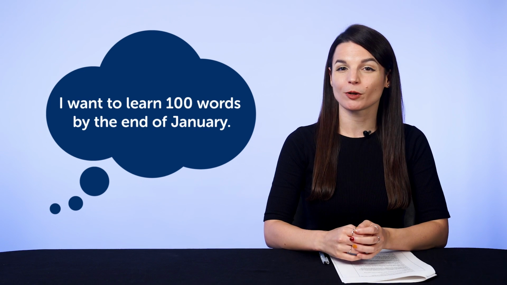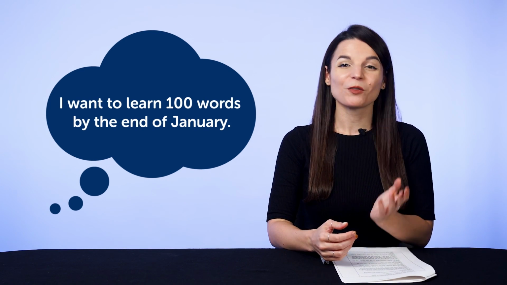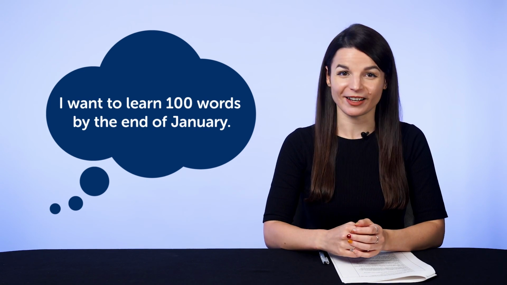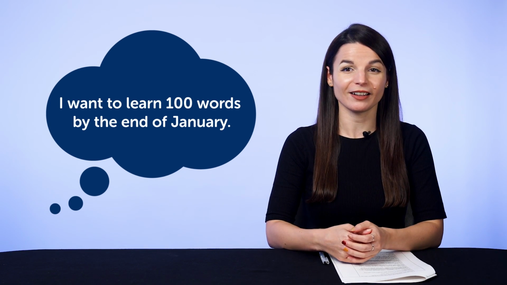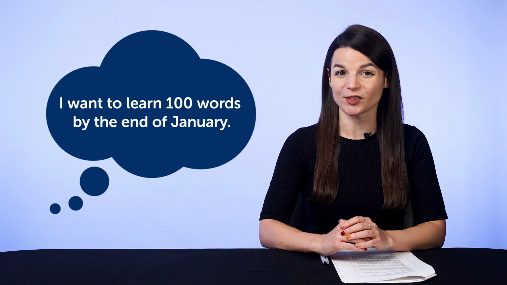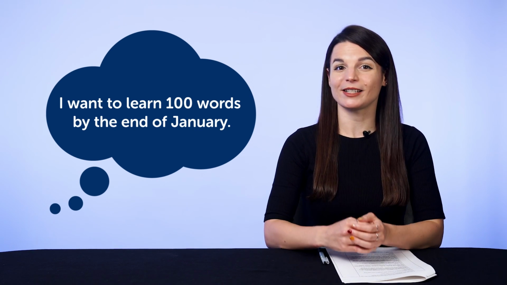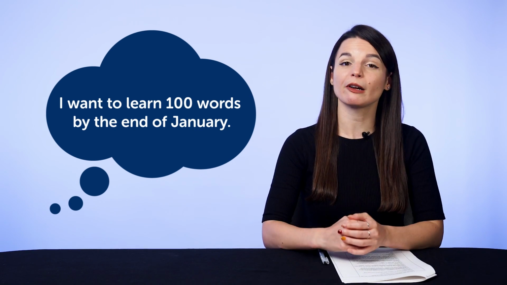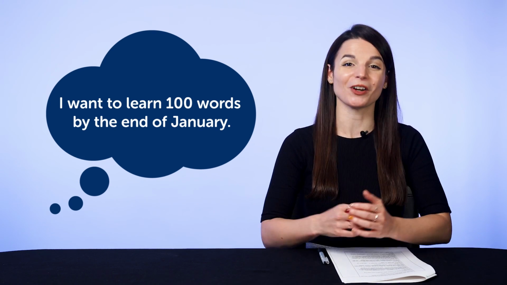For example, something like, I want to learn 100 words by the end of January. 100 words is small and realistic enough. That's 3 to 4 words a day. 100 is also measurable. You'll always know how close you are to reaching it. And monthly gives you a deadline, end of the month, January 31st. Either you hit it or you don't.